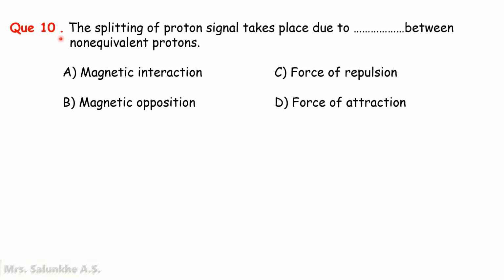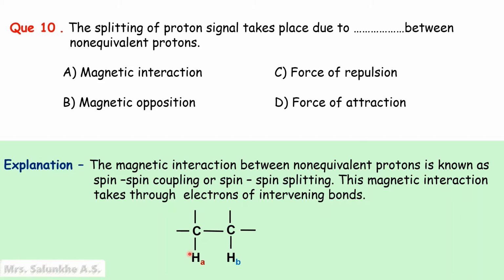Then question number 10. The splitting of proton signal takes place due to dash dash between non-equivalent protons. Options are like this: magnetic interaction, force of repulsion, magnetic opposition, and force of attraction. When protons are non-equivalent and present on adjacent carbon atoms, the splitting of the signal takes place, and that splitting takes place only due to magnetic interaction between non-equivalent protons, and that interaction passes through electrons of intervening bonds. Thus, splitting of signal takes place due to magnetic interaction between non-equivalent protons.